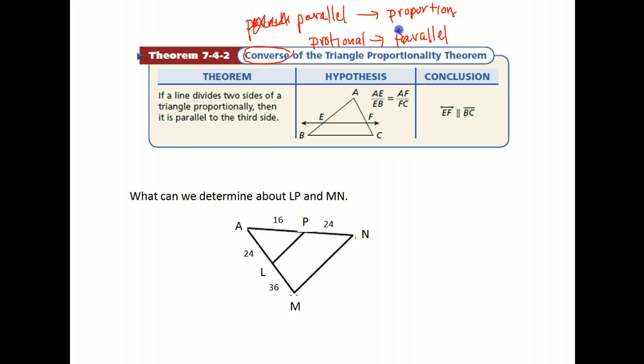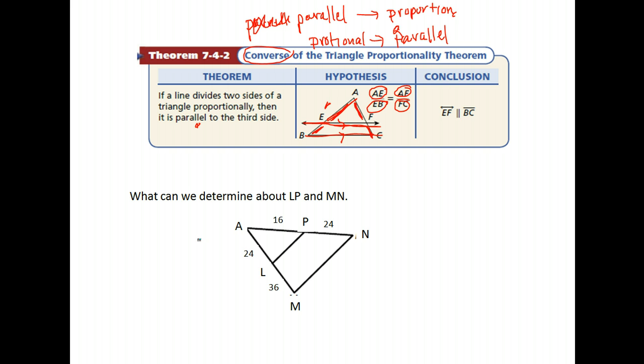It is true that if you know that you have proportional parts, so in this figure, we knew that AE over EB, the top or the bottom side of that triangle, equals AF, the top, over FC, the bottom. That is a proportion. If those sides are proportional, then that line that was dividing them is parallel to the third side. So again, we're just going backwards from what we knew before.